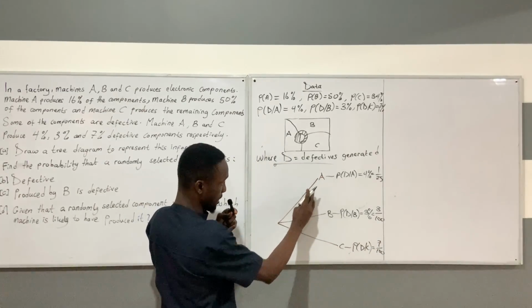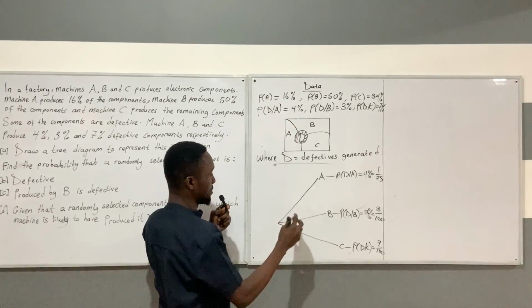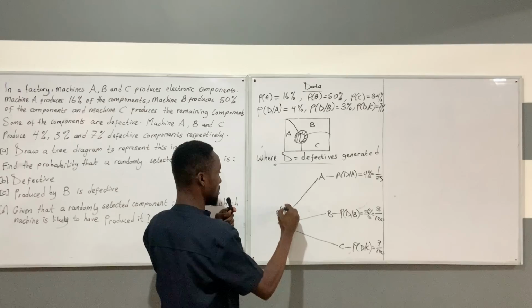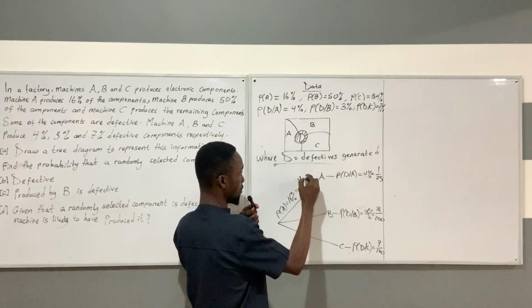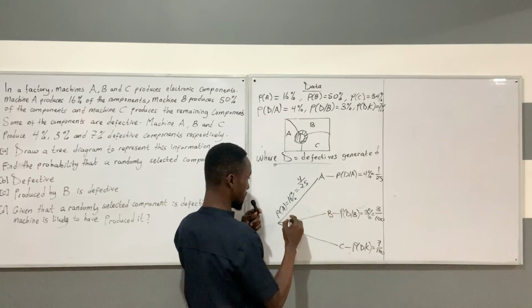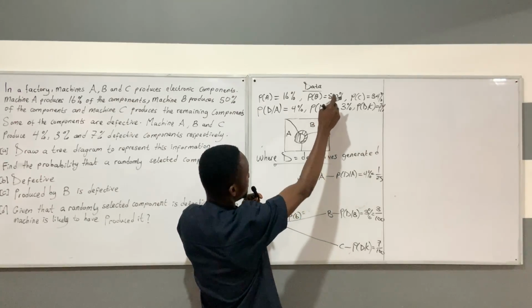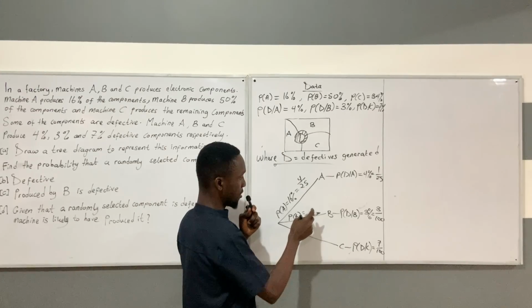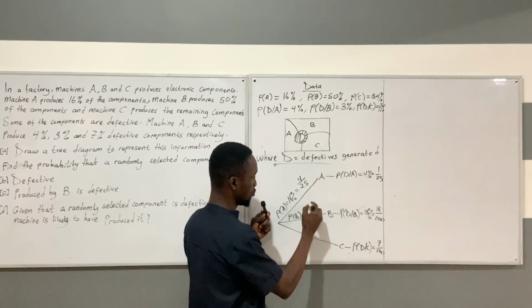Now, plant A, which is on this branch, has a probability of what? 16%. So we put it here. P of A is equal to 16%, 4 out of 25. Probability of plant B is the same as 50%. Now this 50%, when we divide by 100, we have 1 out of 2.